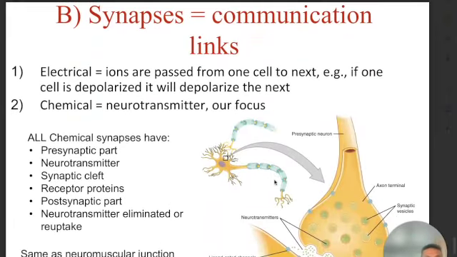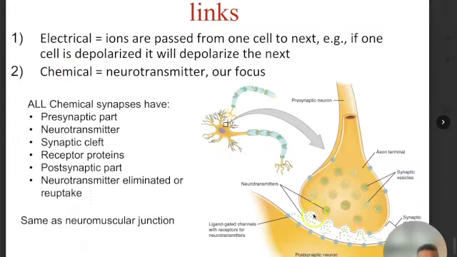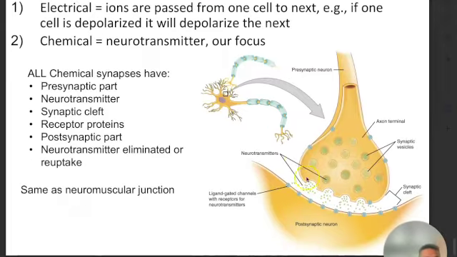Synapses happen in two ways. Electrical, where the ions are passed from one cell to the next. Or chemical. We saw chemical already, using neurotransmitter, mainly acetylcholine. Remember there's a cleft there, a synaptic cleft. All it has to do is travel through there.